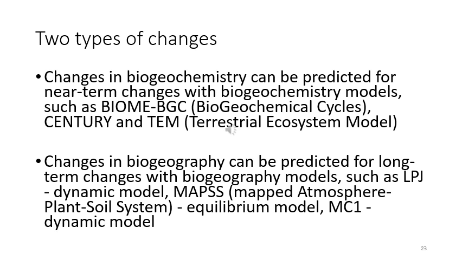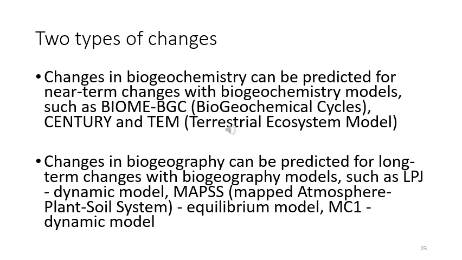So all these changes in the biogeochemical cycles can be examined and predicted in the near term with biogeochemistry models such as, for example, Biome-BGC, or Century, or TEM, terrestrial ecosystem models. Some examples of these models are available in the folder in the Blackboard, and I encourage you to read about these models and experiment a little bit with them. And the Century model is actually available for download, so you can play around a little bit with these models, but this is by no means required.